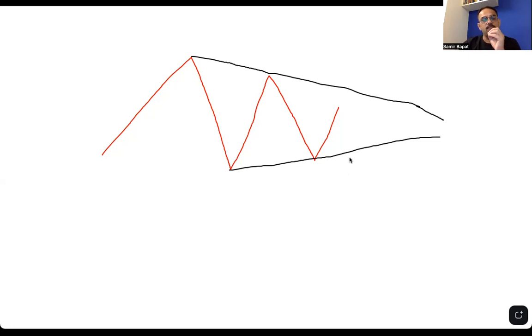This is very powerful, and the success rate is very high for triangles. I am personally a very big fan of triangles. For short-term trading, I am hunting for triangles. So I trade triangles more. I'm hunting for triangles more for trading.